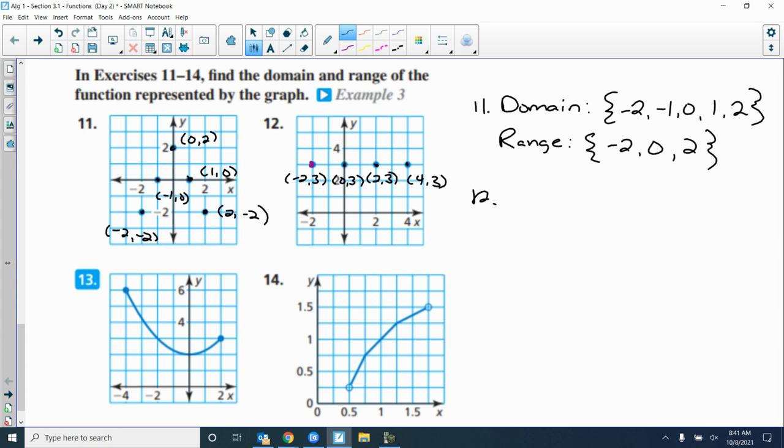Okay, so for 12, domain, range, that's an R there. All right, domain. What's that going to be? Emily, what do you think? -2, 0, 2, 4. -2, 0, 2, and 4. Now, I didn't really specify. You do want to put it in order, like smallest to largest, and she did that. So -2, 0, 2, and 4.